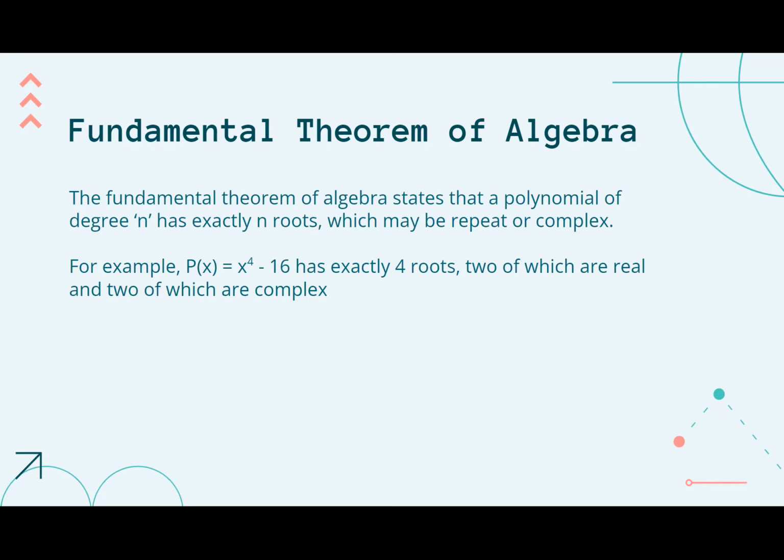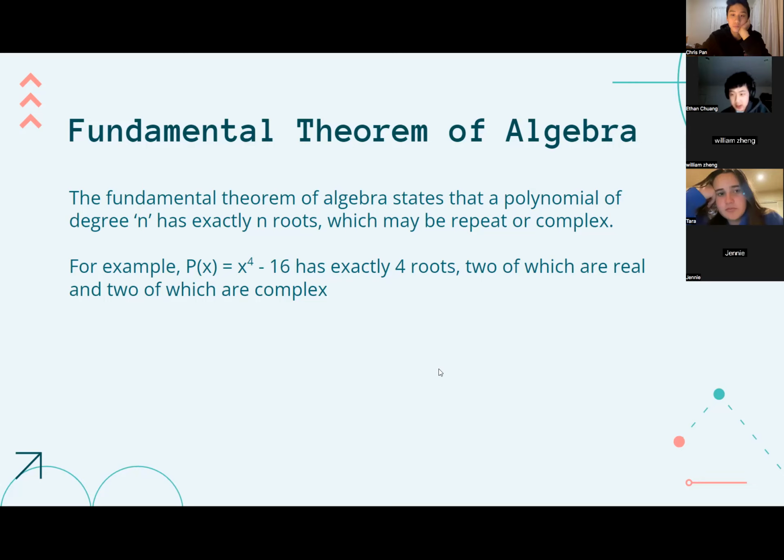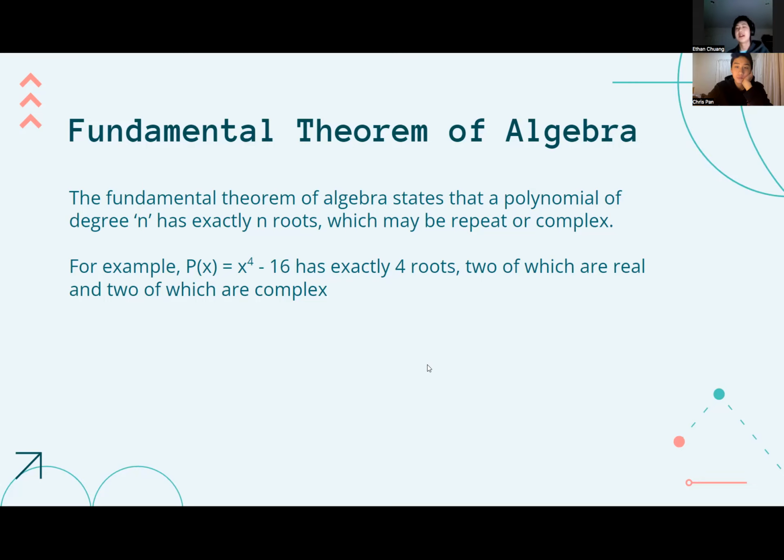For example, p of x equals x to the 4 minus 16. Because the degree of the polynomial is 4, it has exactly 4 roots, and you'll notice that 2 of them are real and 2 of them are complex. This is just some nice theory you need to know, I guess.